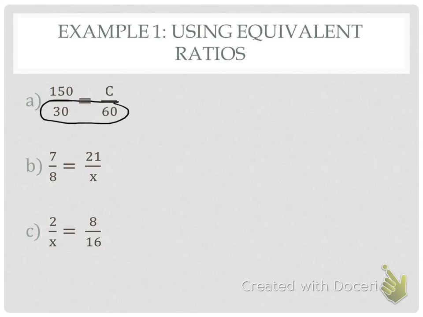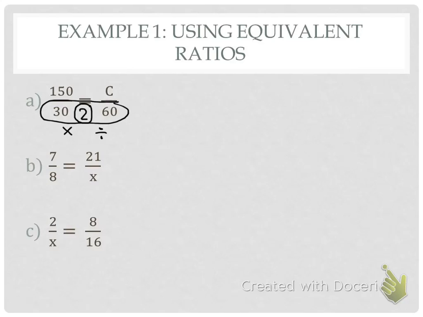If I'm going from smaller to larger, what number do I multiply 30 by to get to 60? 30 times what equals 60? 2. This is going to be my missing link. So 30 times 2 equals 60. But I can also go the other way. Larger to smaller, 60 divided by 2 is 30. So my missing link is 2, and it can go both ways.